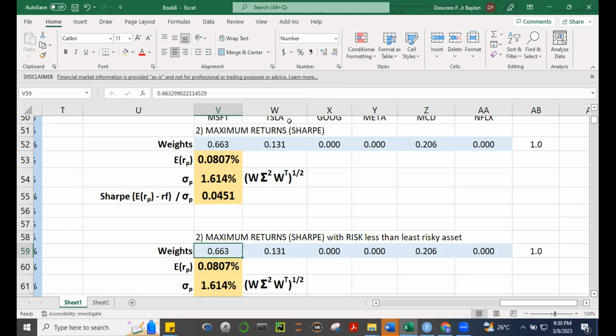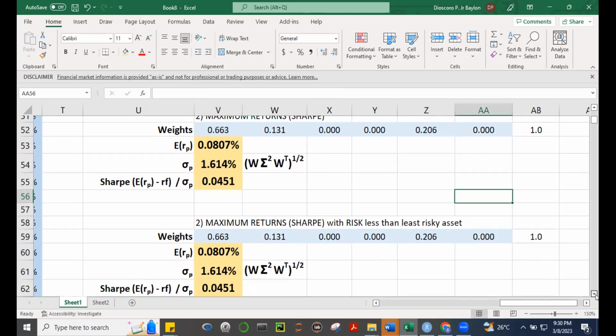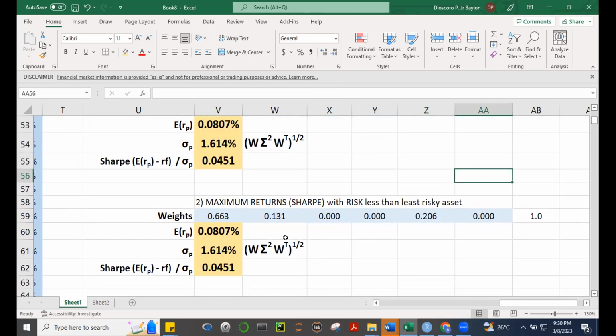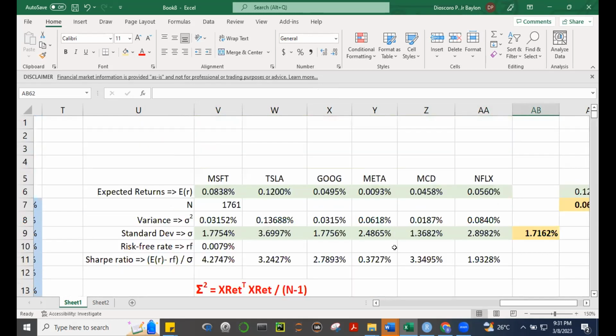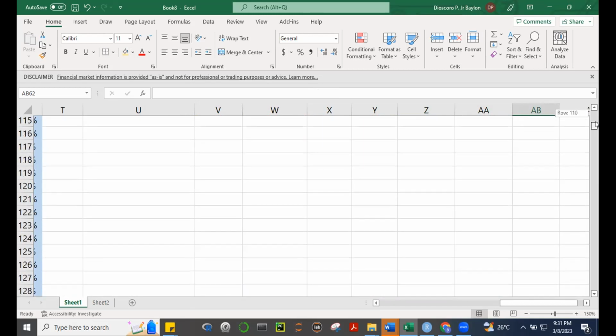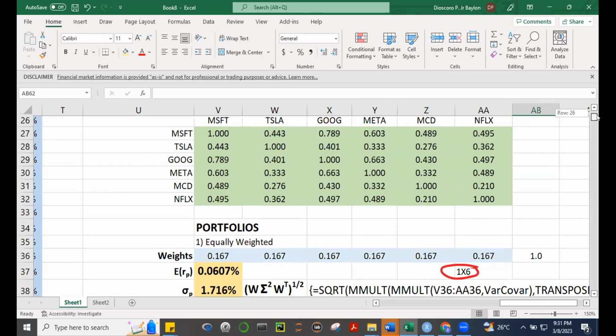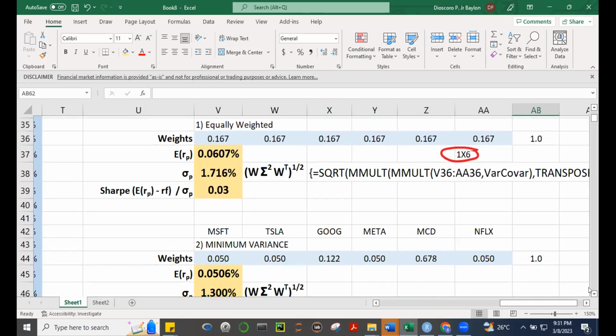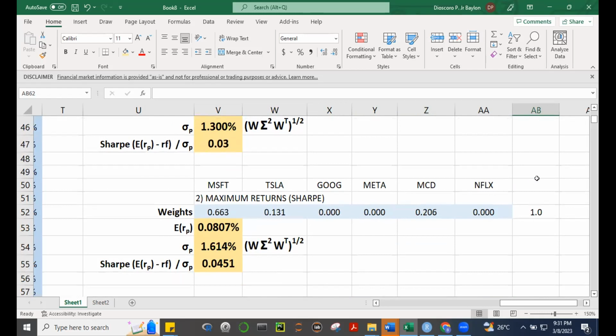Okay, what do I mean by that? Here, our risk is 1.614. If we compare it to our individual assets, the smallest risk is 1.37. Our risk is 1.6. Okay, so there's a trade-off.